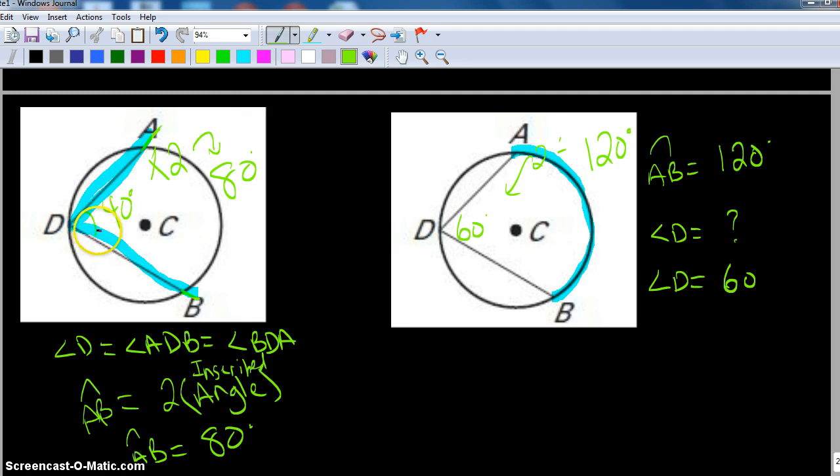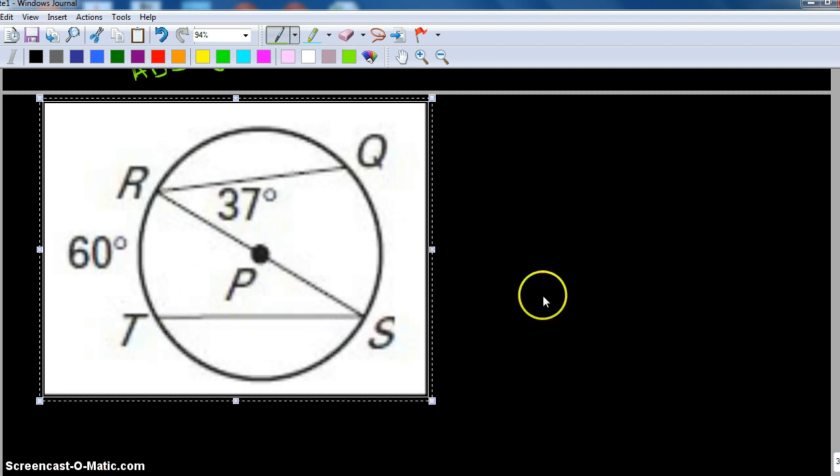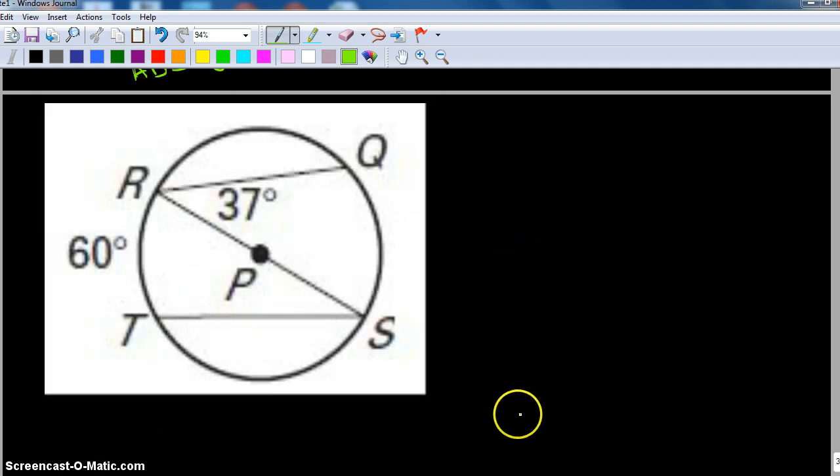Real simple layman's terms: if you're on the inside, multiply to go outside. If you are on the outside circle, divide by 2 to go inside. That's it. Times 2 to go out, divide by 2 to go in. Real basic, simple. And something like this is one of the many ways they will try to trick you.